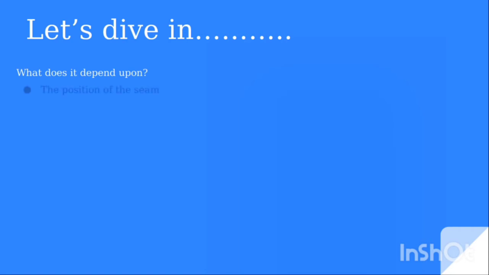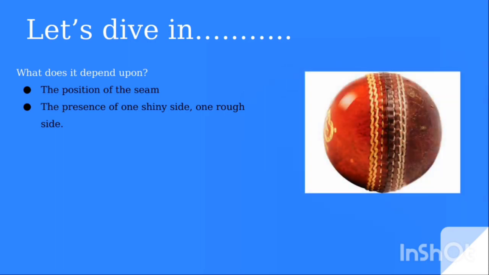Usually two things: the position of the seam and the presence of one shiny side and one rough side. So take a cricket ball, for example, which has been used for quite a few overs. It will look something like this. So it will have one shiny side and one rough side, and the cricketers do take extreme care to keep the ball in such a way for as long as possible, because they need to extract the swing for most part of the day. So that's how a cricket ball looks like in a cricket match.